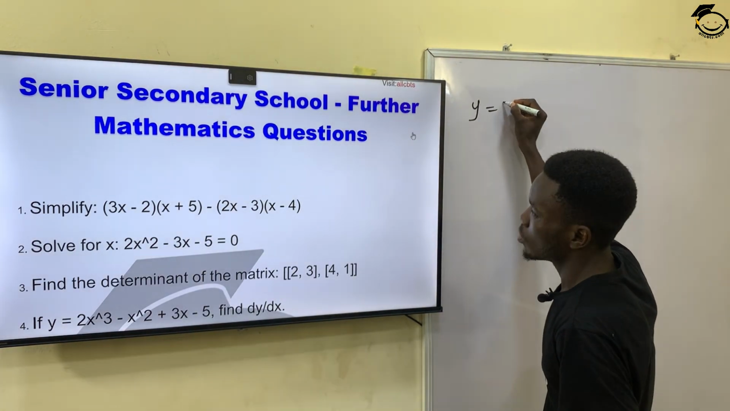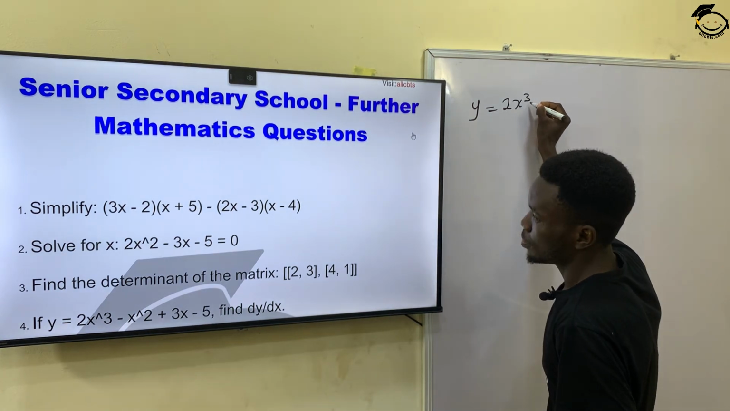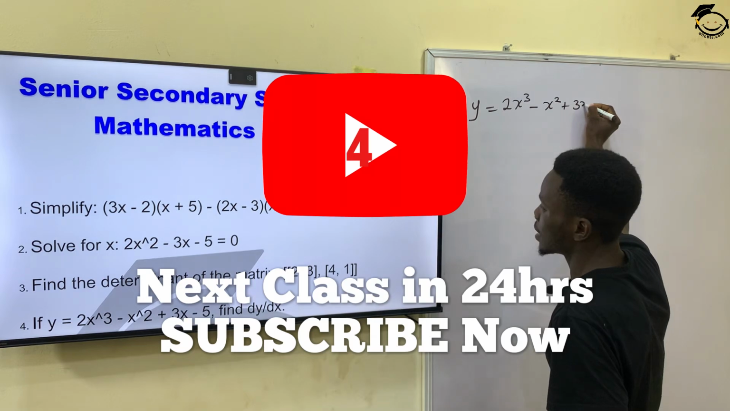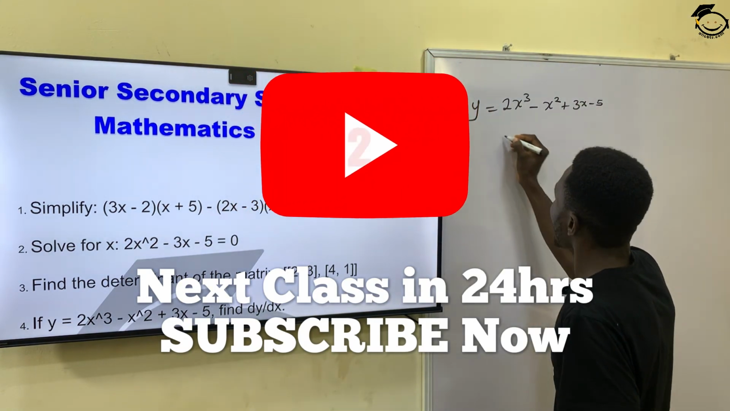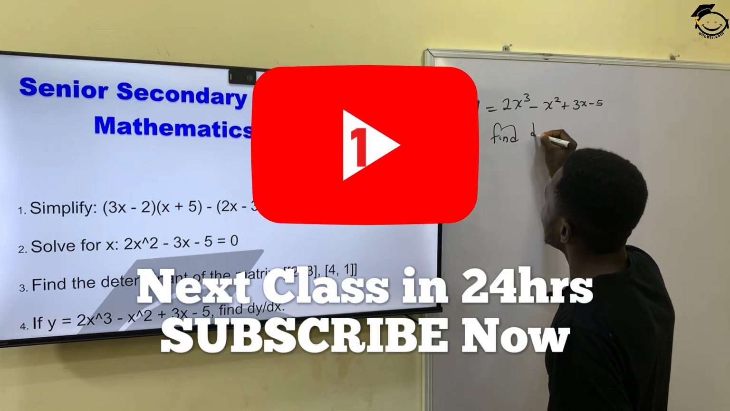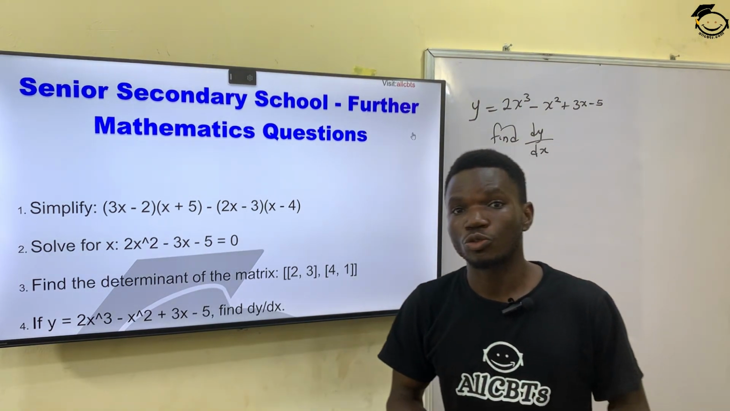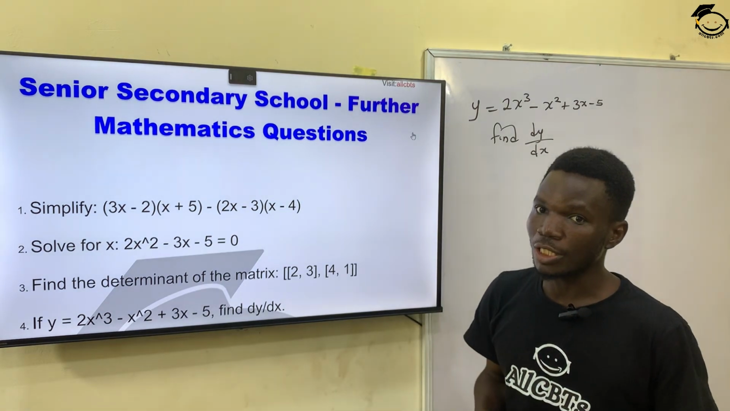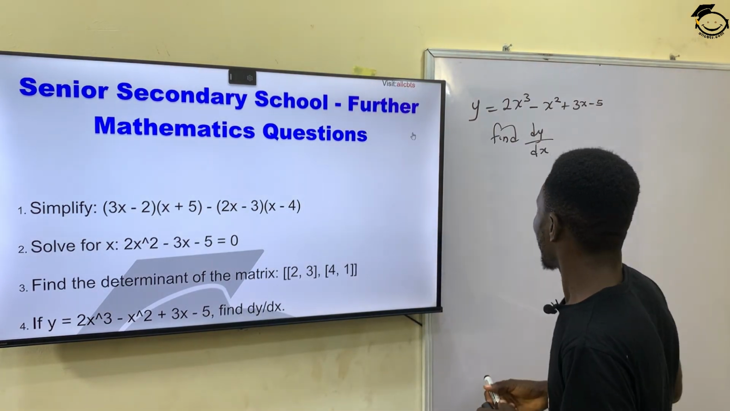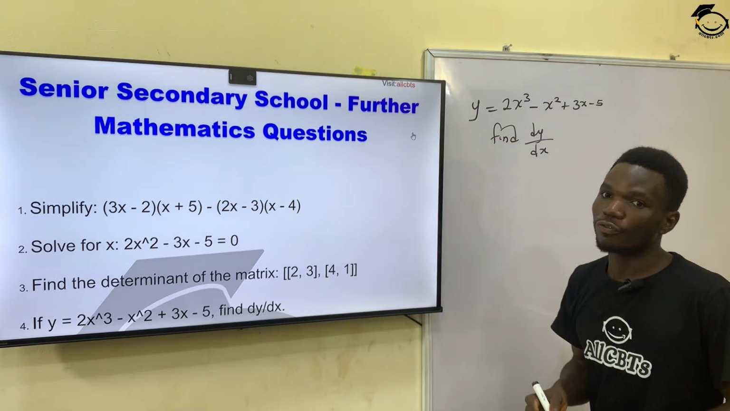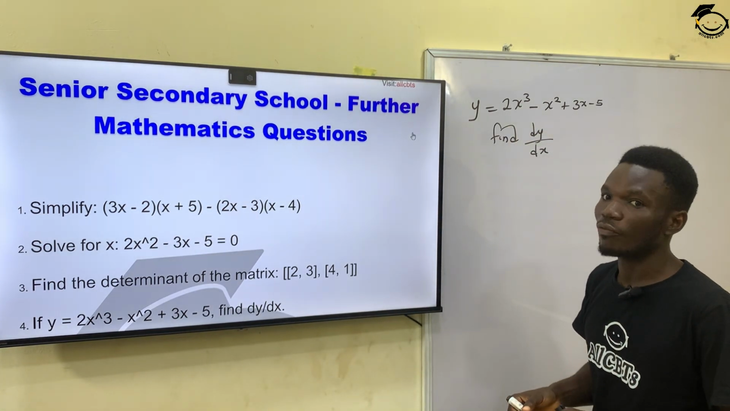The next question says if y is equal to 2x cubed minus x squared plus 3x minus 5, find dy/dx. So what that's simply asking you to do in this question is to differentiate y in terms of x. So how do we do this? If you are going to solve this question, we use our sum and difference rule, which is the general formula for what?